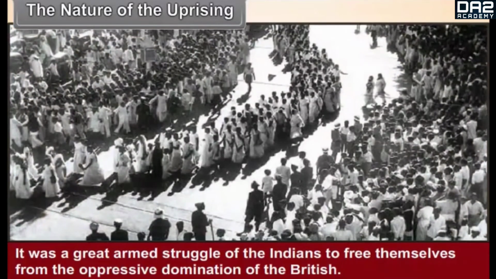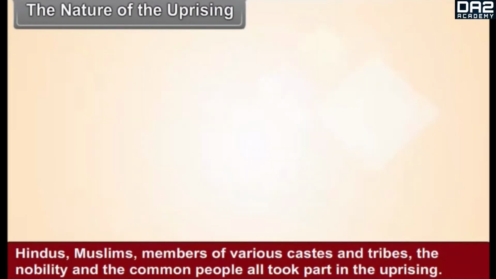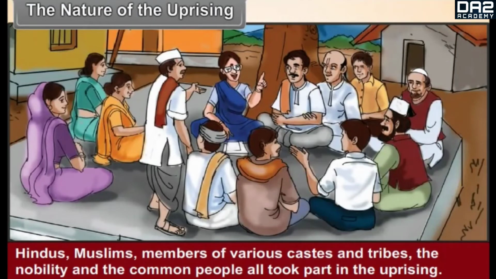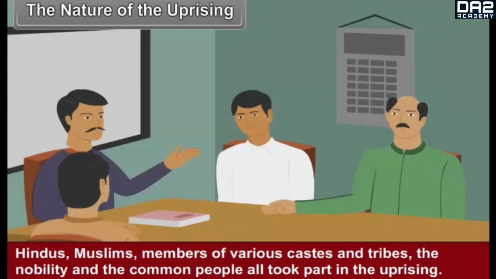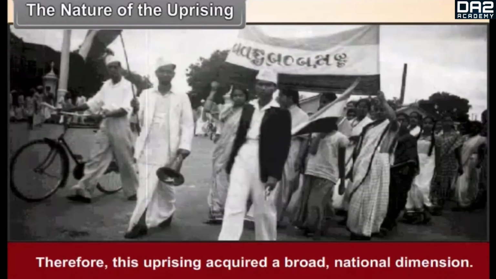It was a great armed struggle of the Indians to free themselves from the oppressive domination of the British. Hindus, Muslims, members of various castes and tribes, the nobility and the common people all took part in the uprising. Their common objective was to drive the British out of India. Therefore, this uprising acquired a broad national dimension.